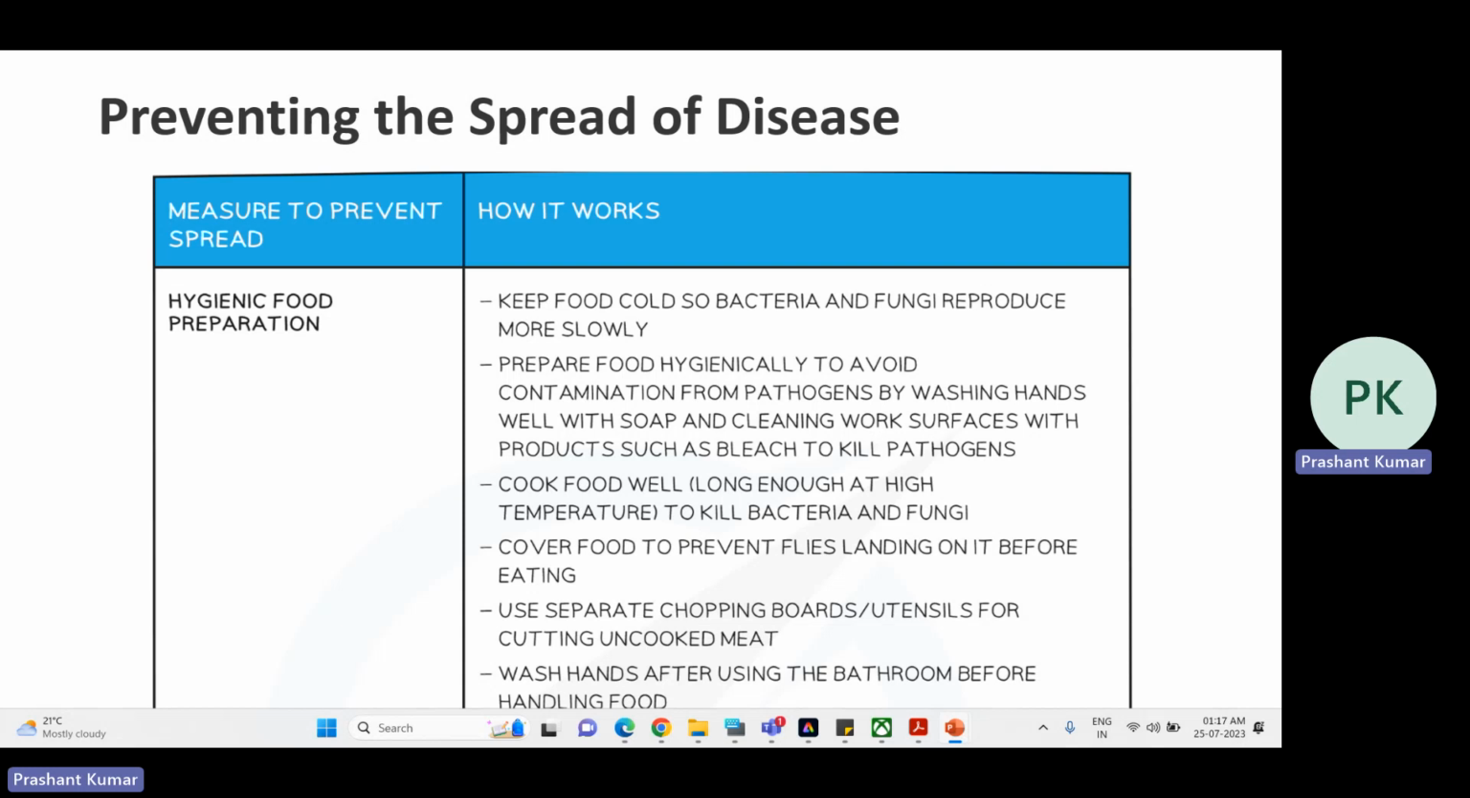Once it is formed, we must cover the food with a lid. Cover the food. It should not be open. Otherwise there is a chance insects or germs will sit on it, and they will start spreading. Use a separate chopping board. Wash your hands after using the bathroom before handling food.